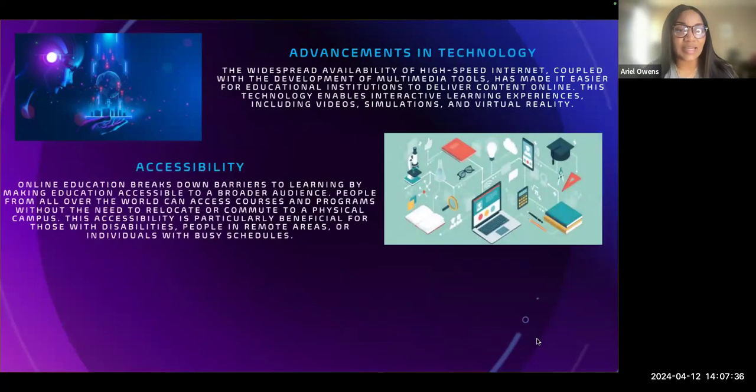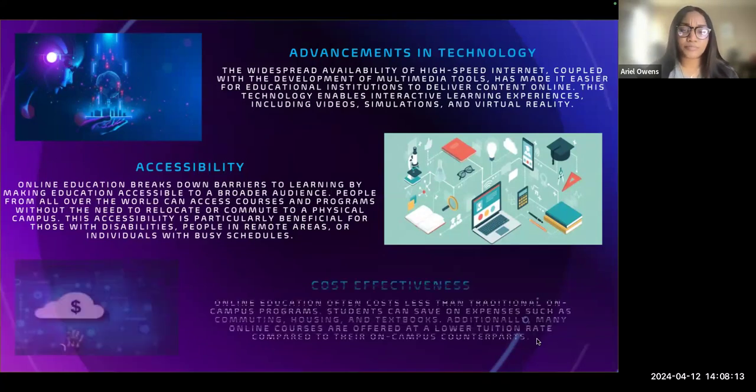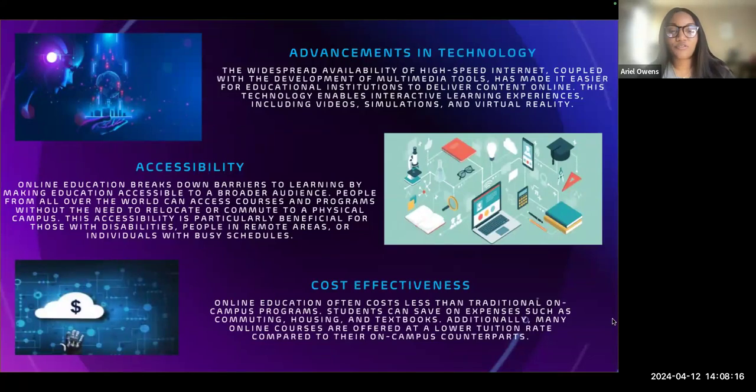Next, accessibility. Online education now breaks down barriers to learning by making education accessible to a broader audience. Again, instead of having to see how you're going to get to campus or how you're going to be able to meet that professor, you can do so from the comfort of your home, from the comfort of your dorm, from your room, from your office, easily accessible and made specifically for those who may have a disability, individuals with busy schedules, or people that, again, may not be in the same vicinity, same state or city as their institution that they're enrolled in.